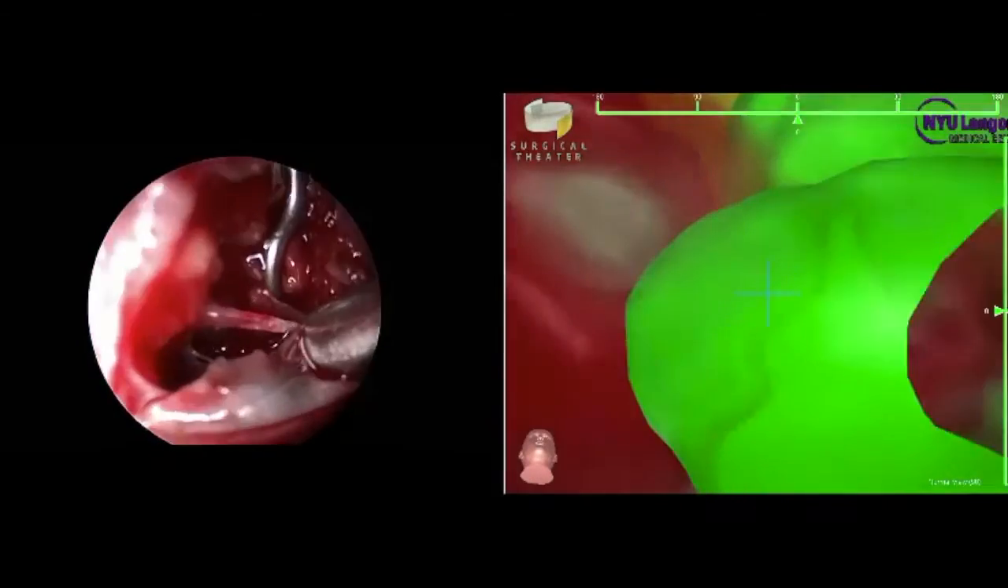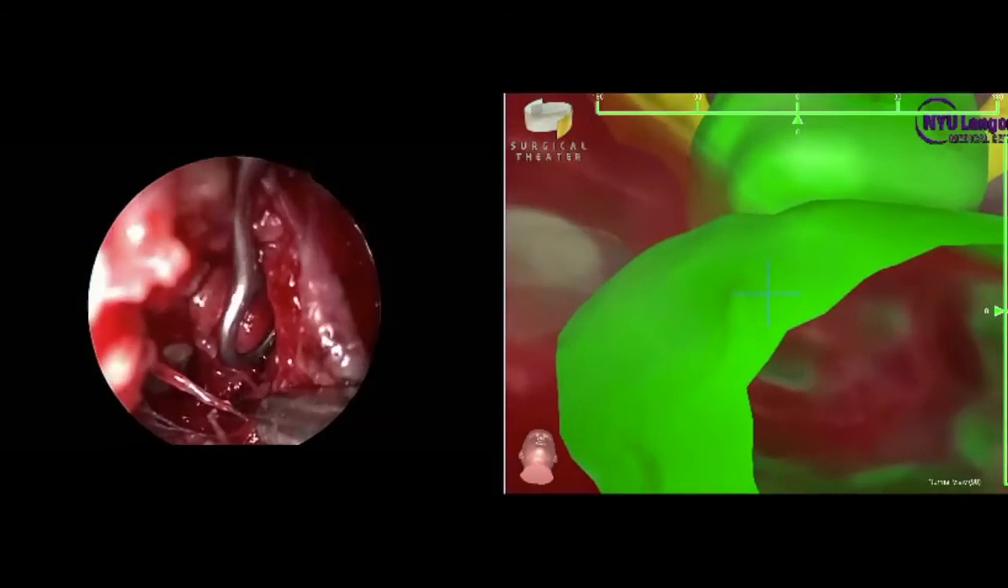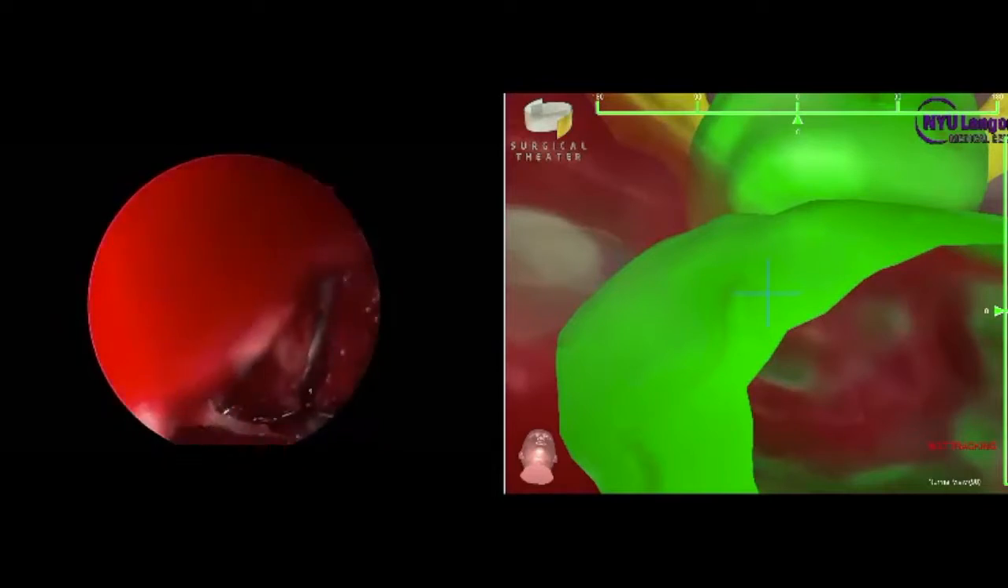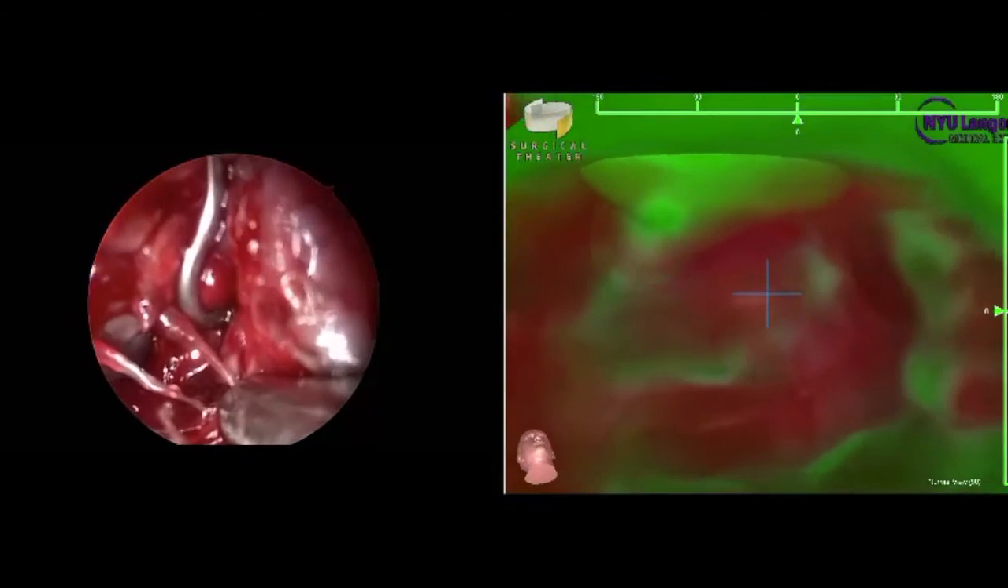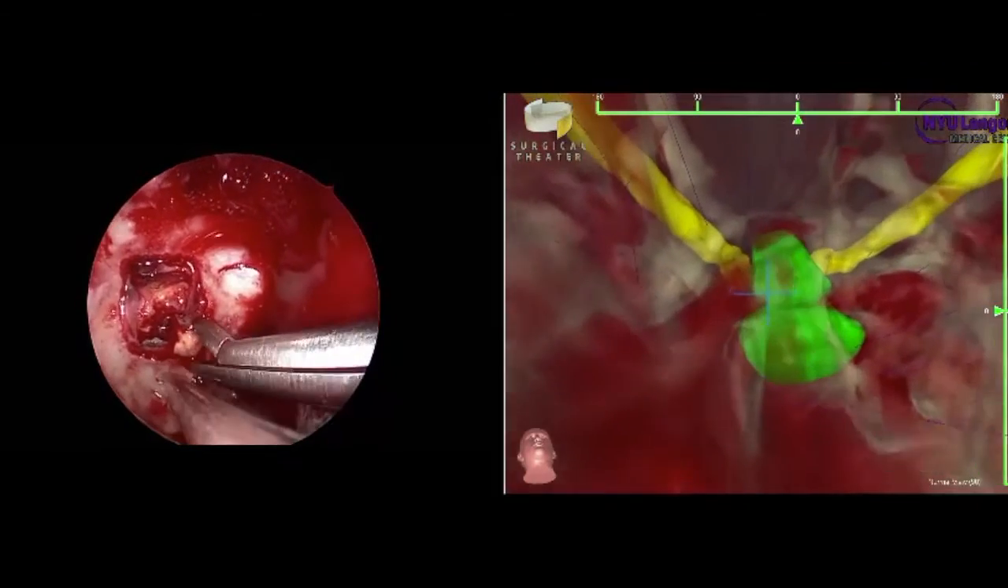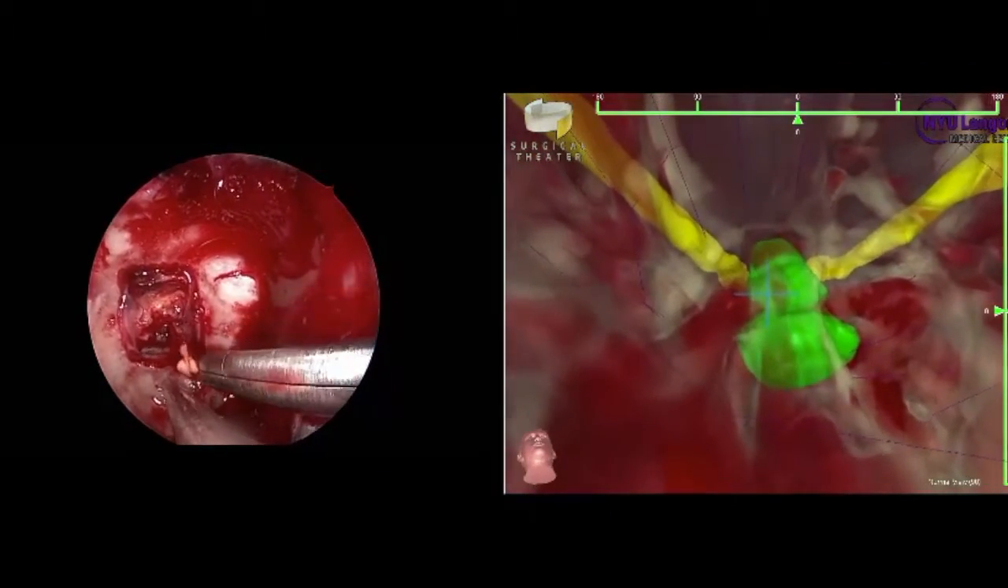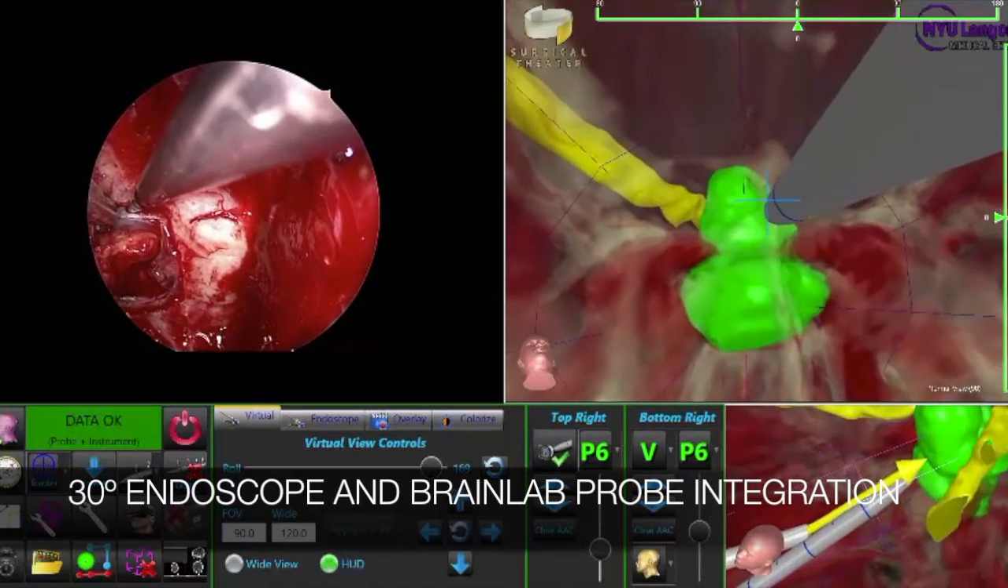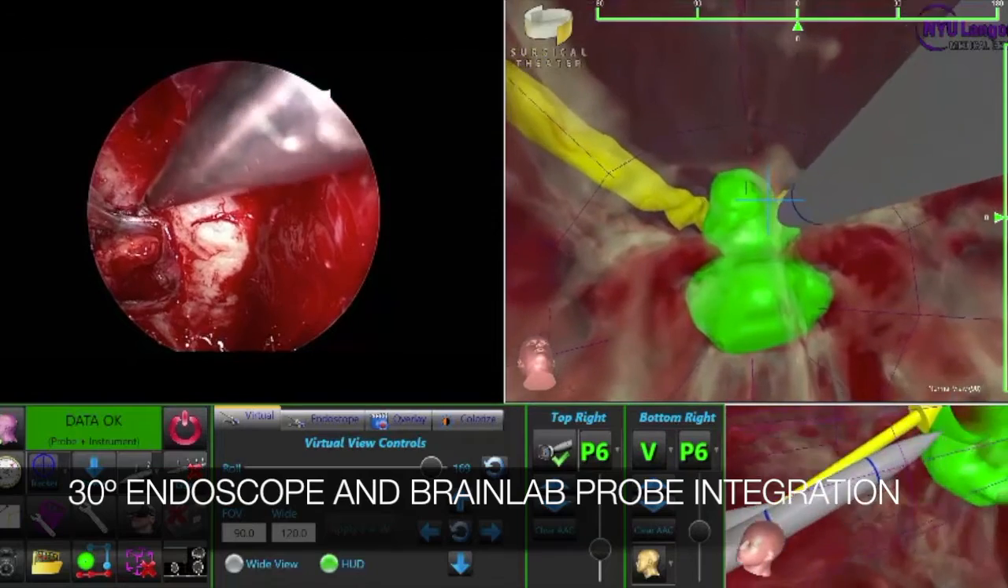Here you see a very beautiful image from the left lateral recess of the sella against the left cavernous sinus, where we're trying to remove any residual lesion. And again, it's a perfect match of the endosnap image with what we see on the endoscope.